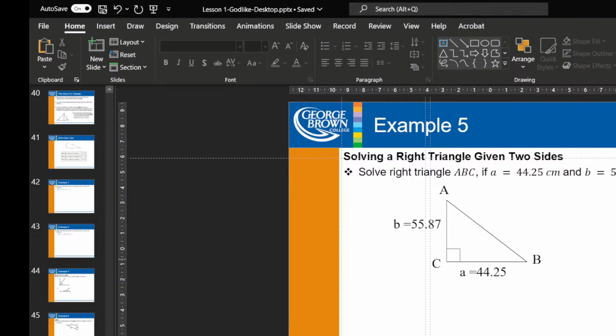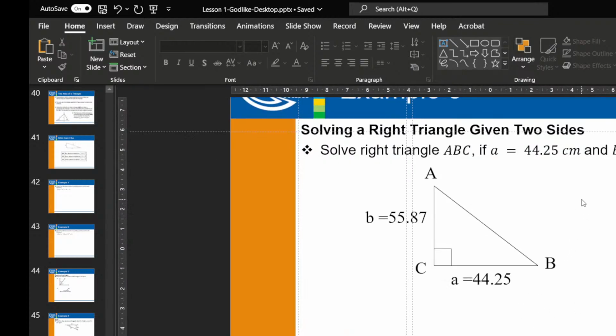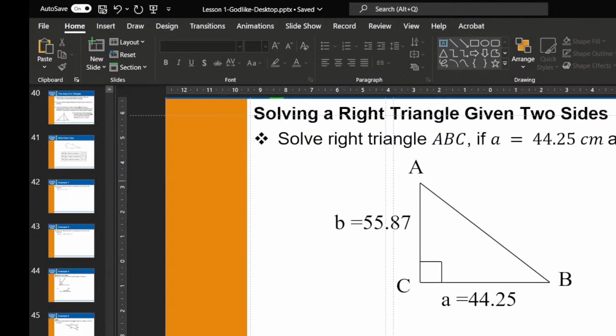Okay, so here's something else. I have a right angle triangle. I'm just going to zoom in. And it says, solve the right angle triangle ABC if A is equal to 44.25 centimeters and B is equal to 55.87 centimeters. How do I solve the triangle? Do I have enough information to solve this triangle?